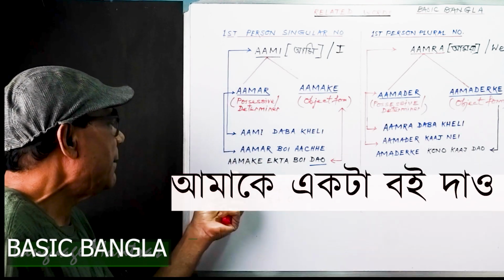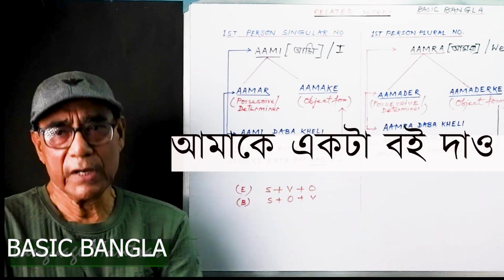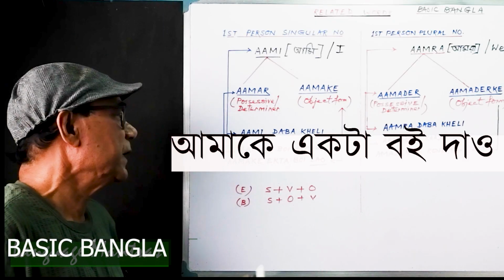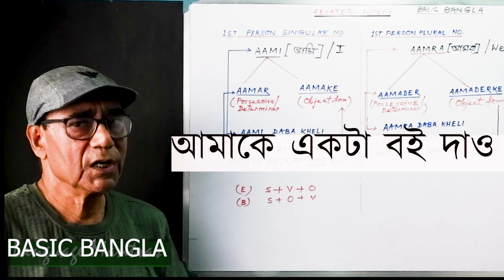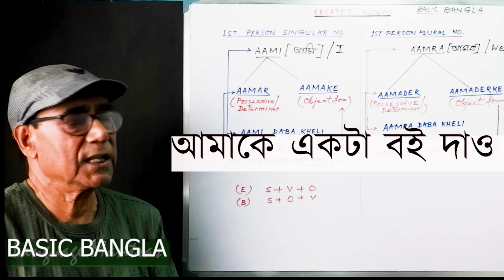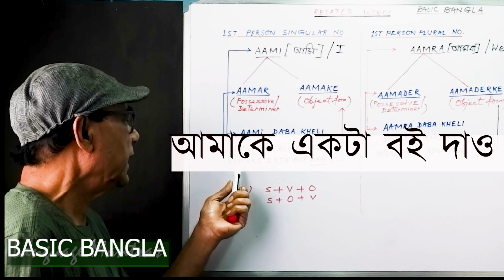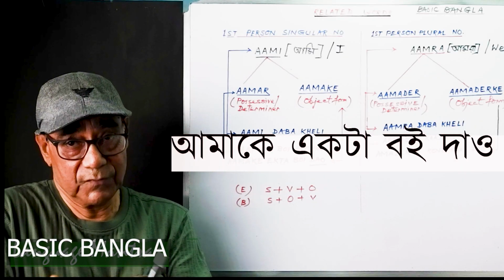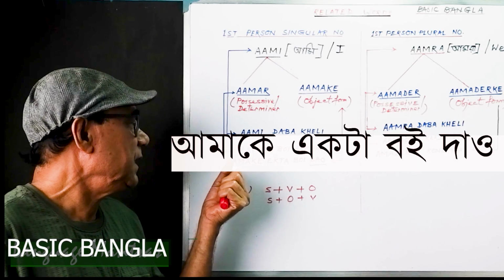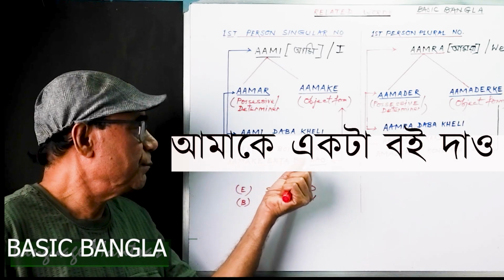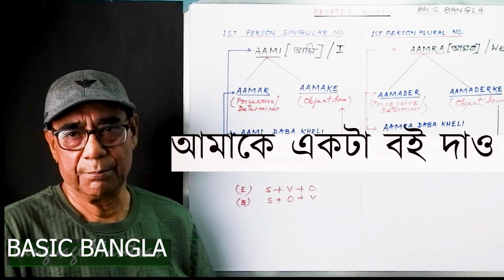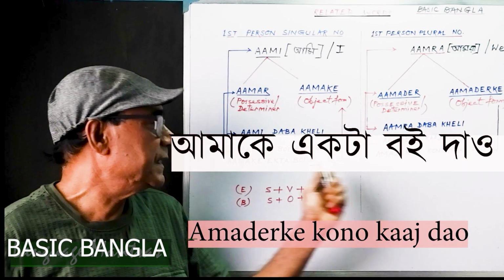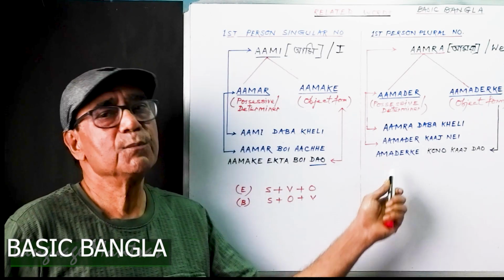And finally, Aamake ekta boi dao, give me a book. You are asking for a book. Give me a book. Again, book, that is the object, comes later in English. In Bengali, Aamake ekta boi dao. Aamake, me, that comes first. Me, Aamake, ekta one, boi, book, dao, give. Aamaderke kono kaj dao, give us some books, same logic. This is singular number and this is plural number.